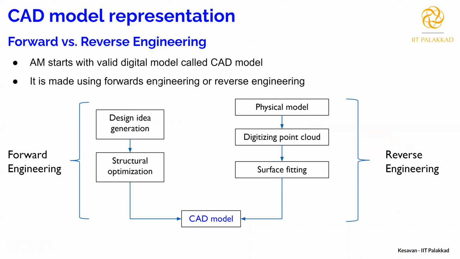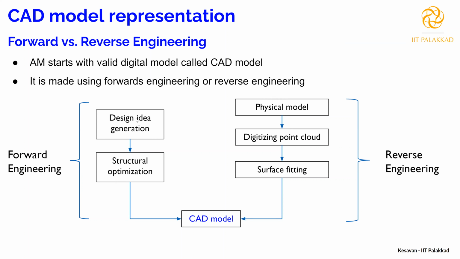One can make a model. Let's say you have an idea and you need to make some kind of component. Either you make the component with pen and paper, you develop the component and convert it into 3D using a CAD model. That is one way. That's called forward engineering. Whatever you have generated from your mind, you are converting into a CAD model. That's called forward engineering.